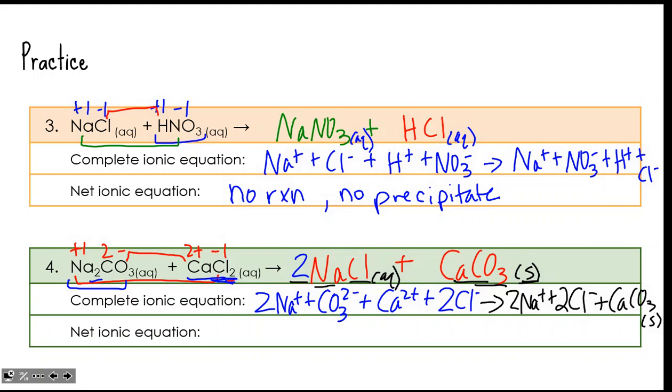Spectators. Who are spectators? Sodium and the chlorine, they go away. What is left is going to be our net ionic. It's the calcium, writing the cation first, reacting with the carbonate. That's going to give you the calcium carbonate solid. Like so. Any questions? Hardest part of predicting products, I'd say definitely the most challenging of the bunch.